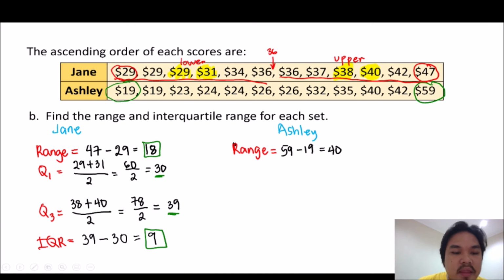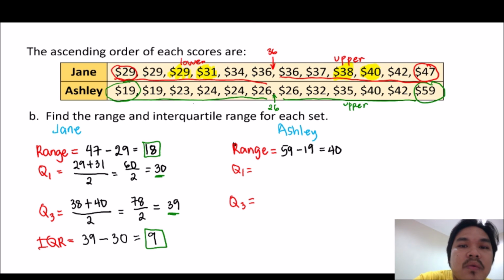Okay, and then we will calculate quartile 1 and quartile 3 before we calculate the interquartile range. So the median of Ashley's data is 26. So it is located here. So this will be our upper half. Then this will be our lower half.